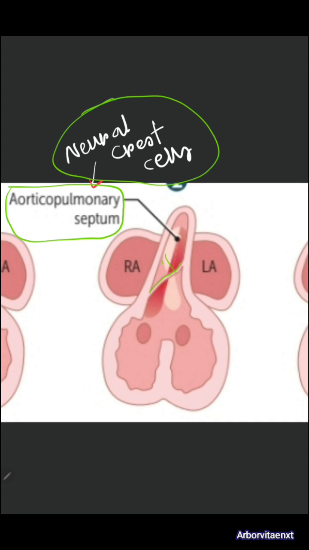So there is a rotation of this aorticopulmonary septum that occurs, and then it fuses with the muscular ventricular septum. This muscular ventricular septum will go up, this will come down, and they will fuse to form the membranous part of the ventricular septum. So the interventricular foramen will be closed.